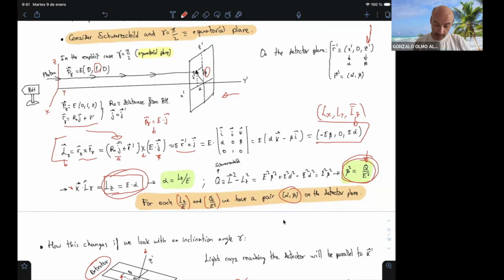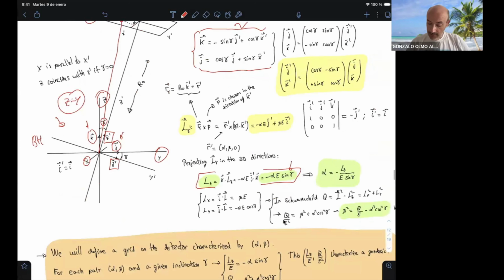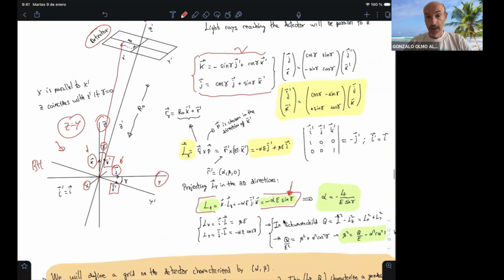That was simply this relation. Now we have the inclination angle contained here, okay? This will be important because the geodesics are not the same. Depending on the inclination, we will see different things on the detector, okay? So this is the correspondence between our alpha and the azimuthal angular momentum. And for the beta, we can do the same.